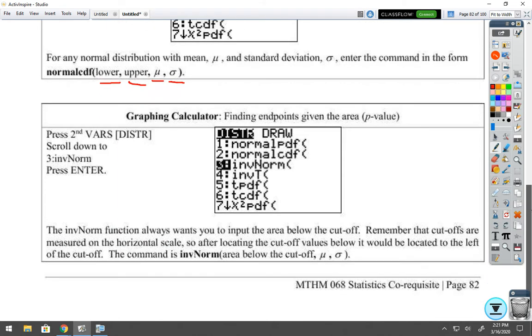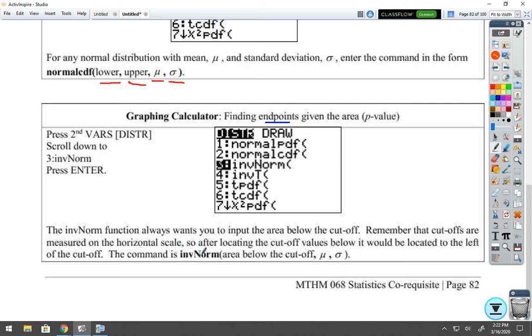Let's say that we're not finding actual area, but we're finding the actual endpoints because we're given area. Well, now we're still going to use 2nd VARS, but we're going to go to number 3, which is invNorm. Now, invNorm has a different set of parameters.